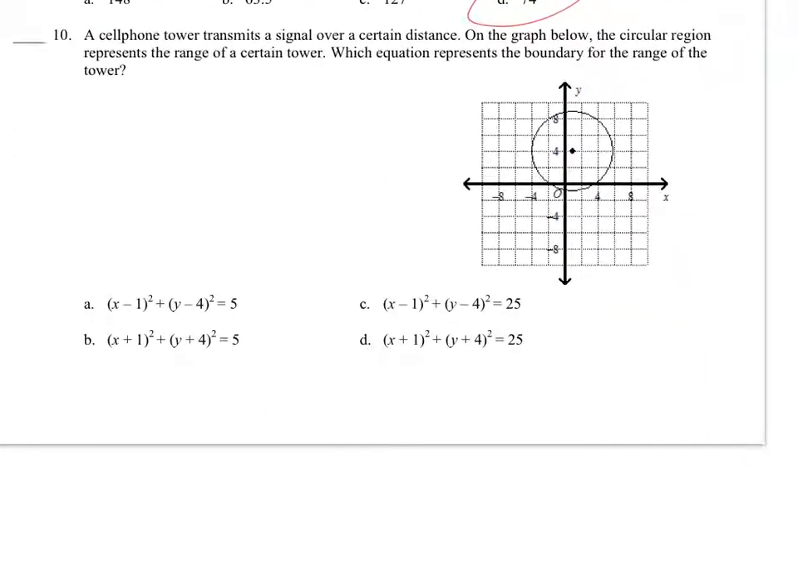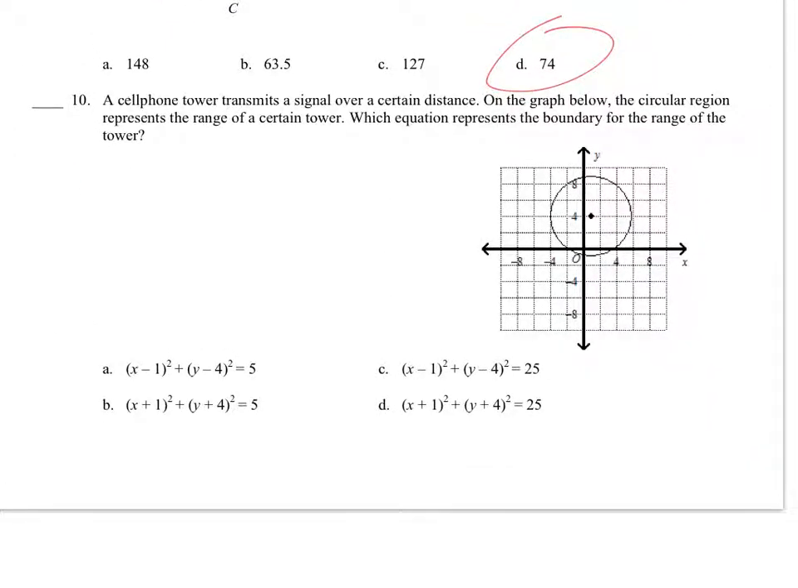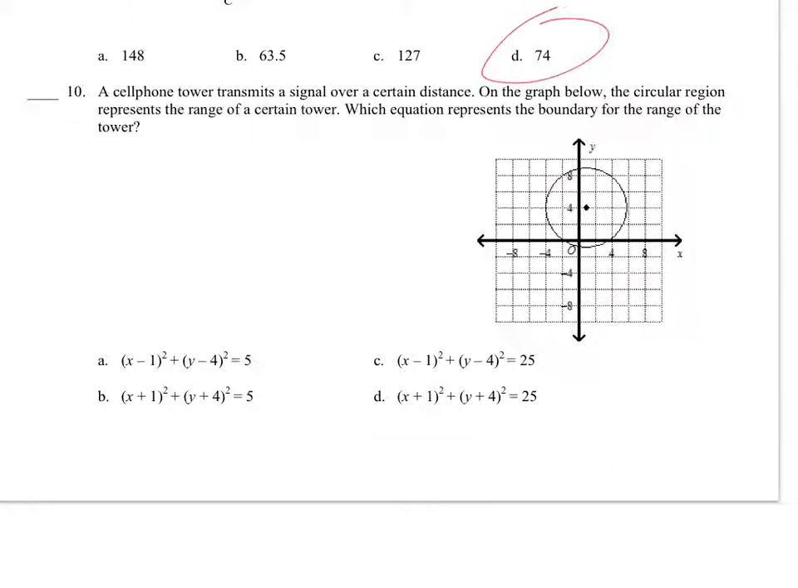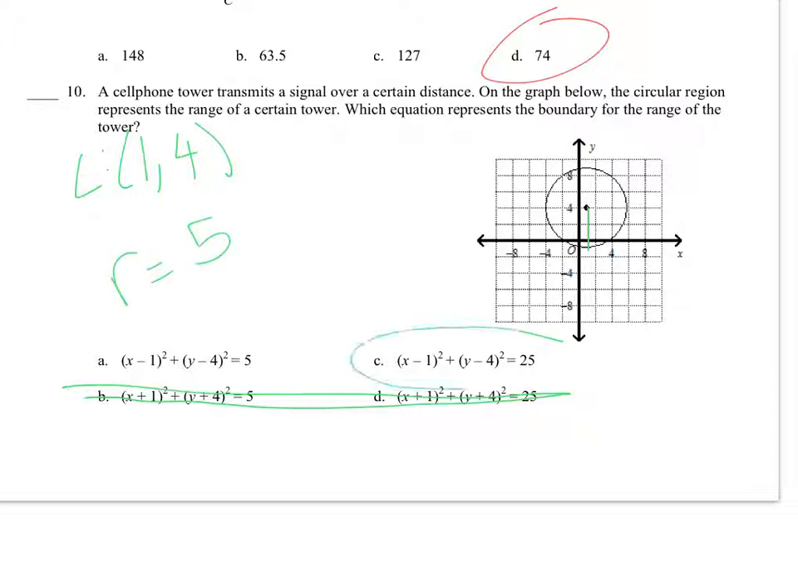D. Last one, figure out what your center is. I am counting by 2s, so if I go over half, that means I went over 1. So I went over positive 1, I moved up 2, 4. I went up 4. So now I'm thinking it should say x minus 1 and x minus 4. So I know for sure it's not going to be these two. Now if I look at my radius, I went 2, 4, and a little 1. So it would be 5. My radius is equal to 5. Whatever it's equal to, it should be radius squared. So that would be C.